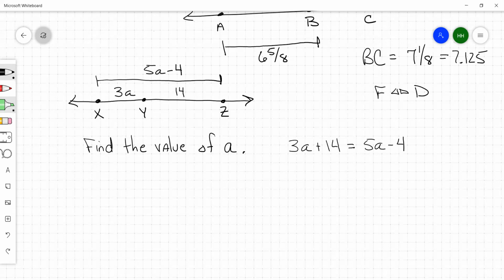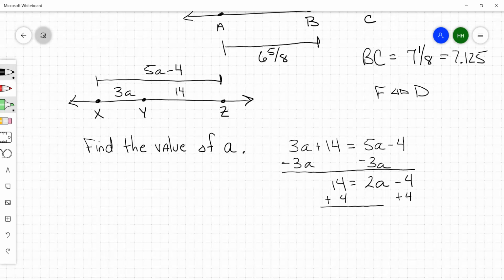So now we've got a little algebra equation with variables on both sides. We're going to move the smaller variable. We're going to subtract 3A from each side. So 14 is equal to 2A minus 4. And then we can add 4 to each side. And 18 is equal to 2A. Then divide both sides by 2. So 9 is equal to A.